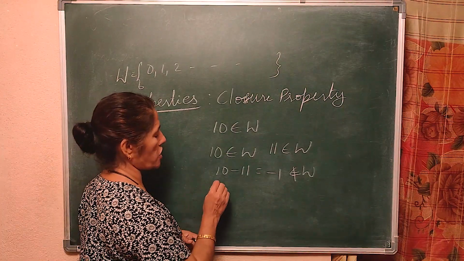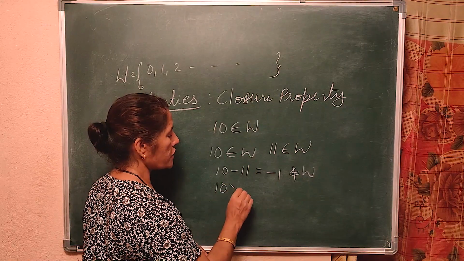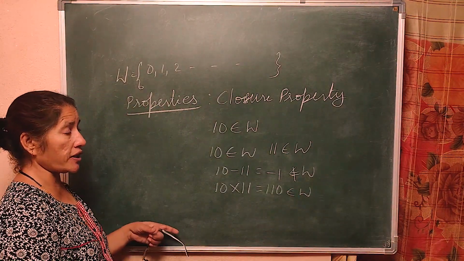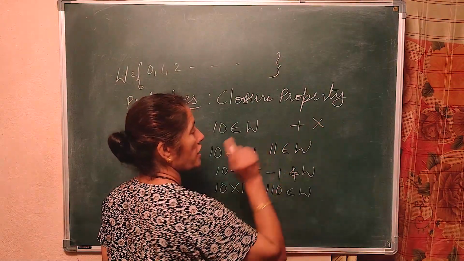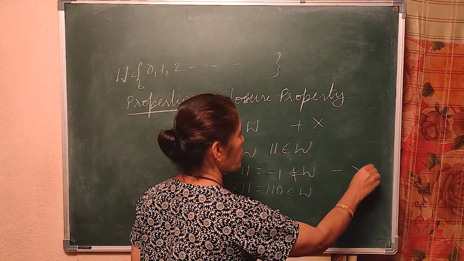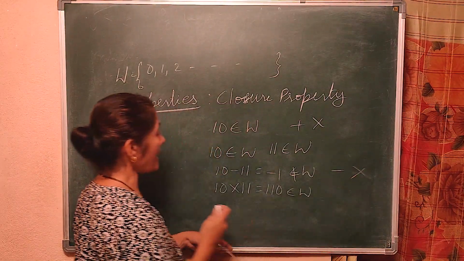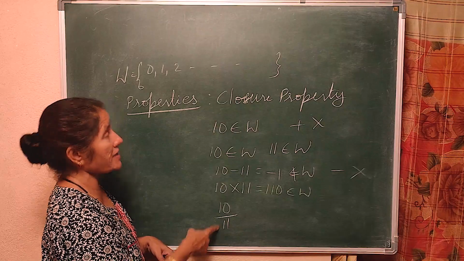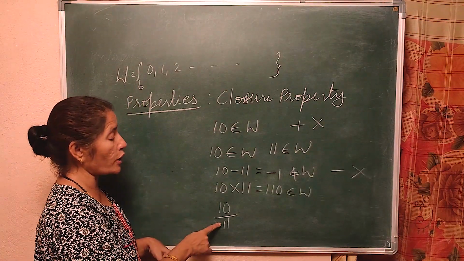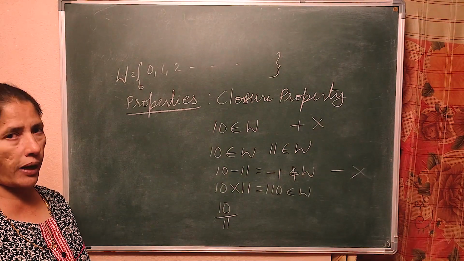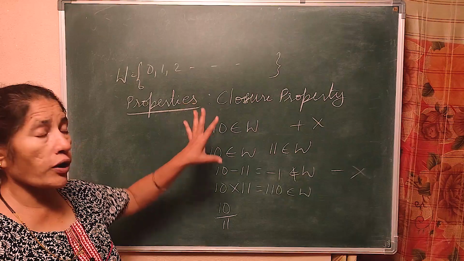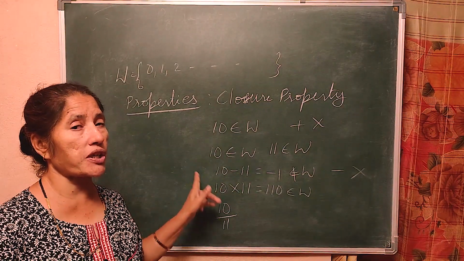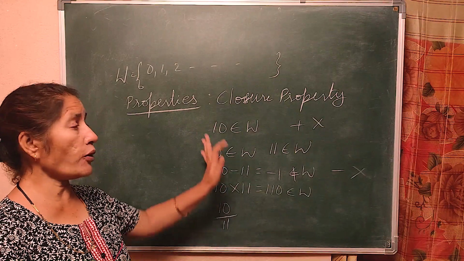Now let us see multiplication. 10 belongs to W, 11 belongs to W. 10 into 11, 10 11s are 110. It is there in W. So addition and multiplication are closed. Subtraction is not closed. Right? Let us see: 10 belongs to W, 11 belongs to W. 10 divided by 11. Is this type of number there in W? No. So this is not closed under division. So I say the set of whole numbers is closed under addition and multiplication, but never under subtraction and division. As I say, you have to write down the notes.